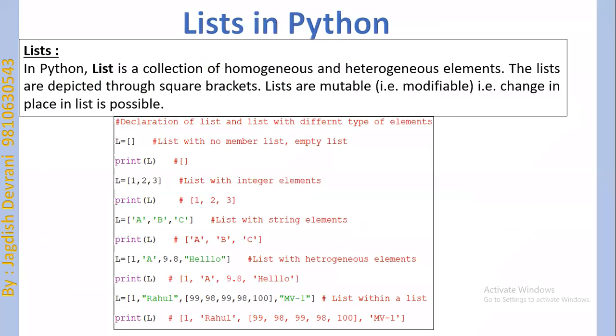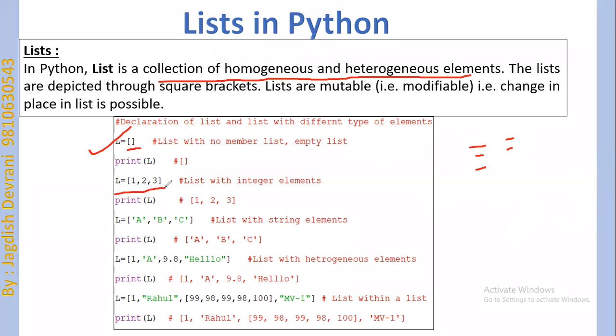Moving on to the next one, the list. A list is similar to the normal list which you use in our daily life. It's a collection of homogeneous and heterogeneous elements. That means you can have integers, you can have floats, you can have a combination of both, or a combination of all the data types which are available in Python. This is the way you declare a list in general in Python. L equal to opening and closing square brackets. That's the way you declare a list, right?